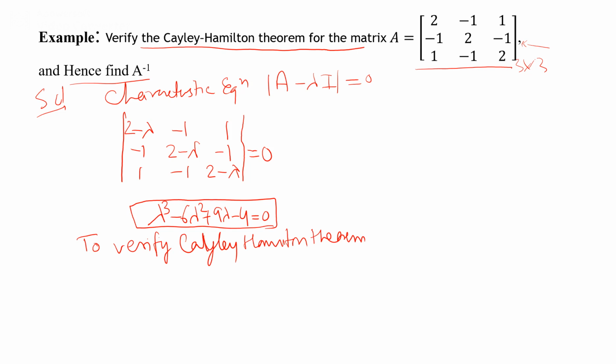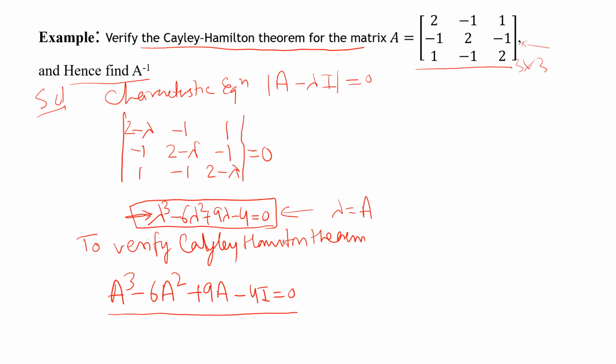And what is that theorem? The theorem statement is: every matrix satisfies its own characteristic equation. So we replace lambda with A. Which means in that equation we replace lambda with capital A. So we get A cube minus 6A square plus 9A minus 4I, because we write I, the identity matrix, since the constant must be written in the matrix equation, so we multiply it by I.